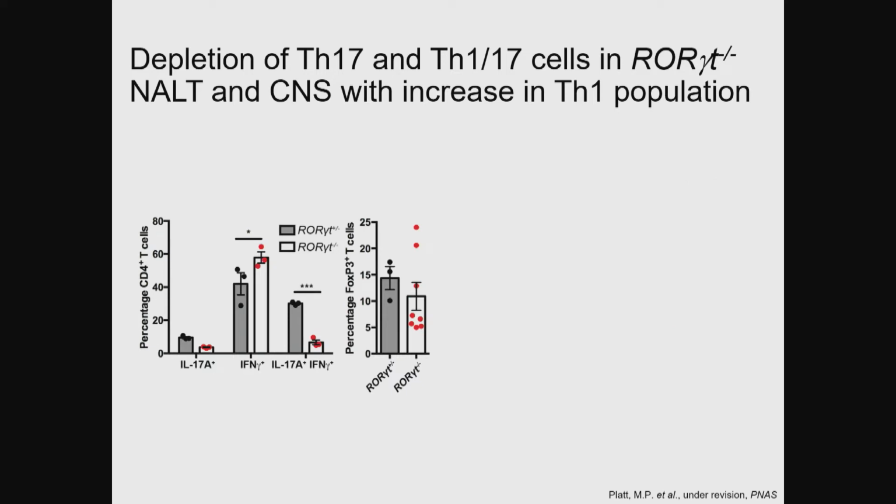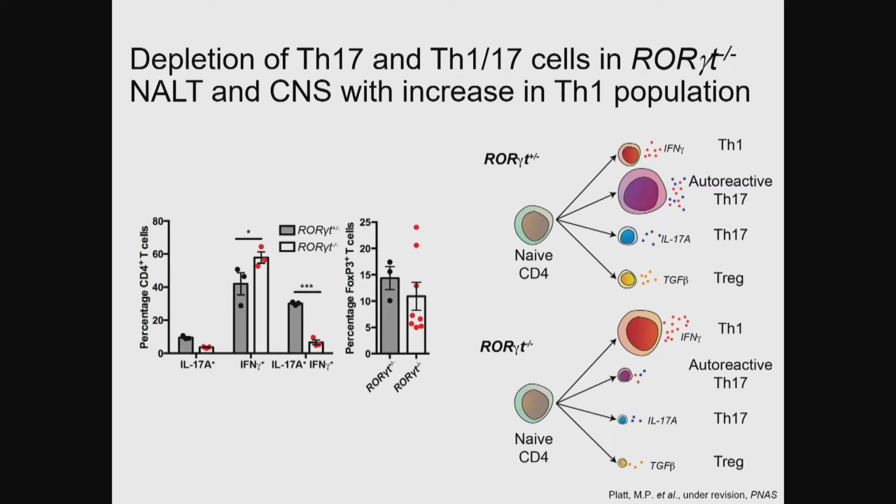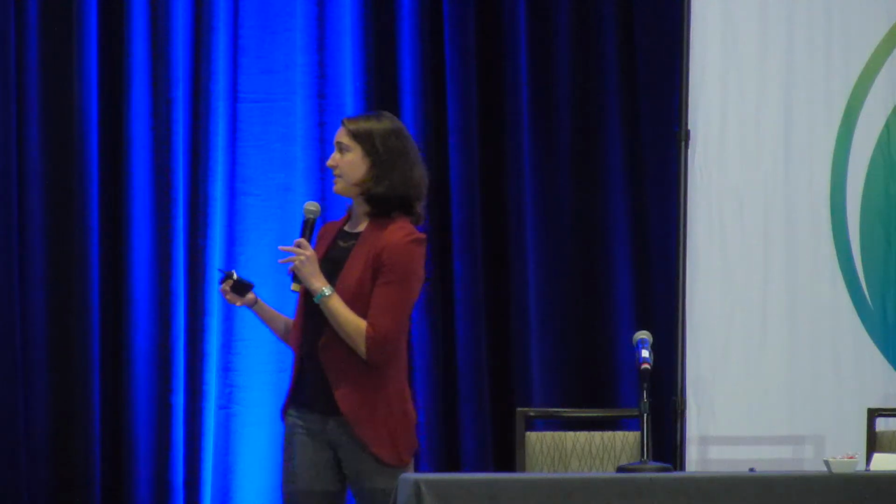And then in the null, the picture is much the same. So in the nose, we really have exactly the same phenotype, where we're increasing the Th1 population and decreasing both Th17 populations that we're seeing in the nose, suggesting that these cells that are landing in the brain are originating in the nose, and they're not coming from the circulation or somewhere else.